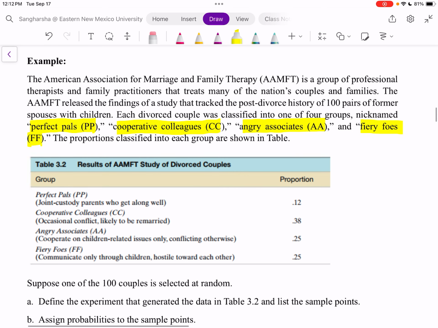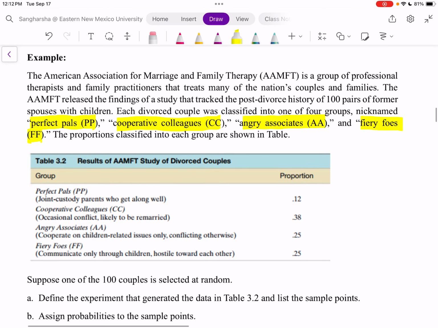Now here we have this table. We have the proportion 0.12 for Perfect Pals, PP, and 0.38 for Cooperative Colleagues. Now there is a definition given for each group. Perfect Pals are joint custody parents who get along well. Cooperative Colleagues have occasional conflict and are likely to be remarried. Angry Associates cooperate on children-related issues only, conflicting otherwise. Fiery Foes communicate only through children and are hostile towards each other. So we have the proportion for each of these groups.